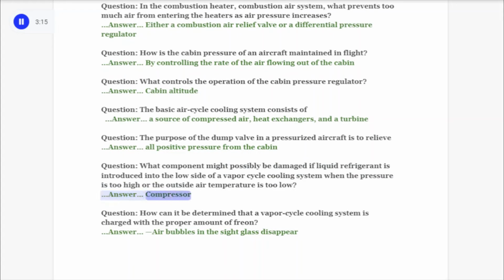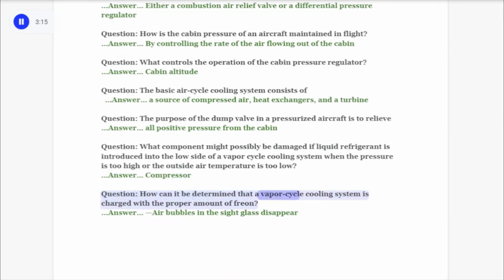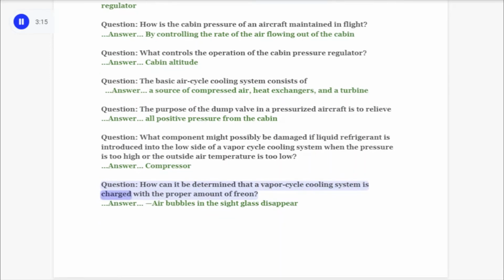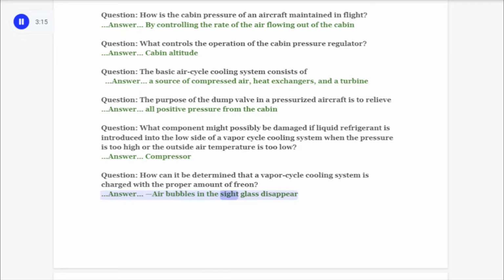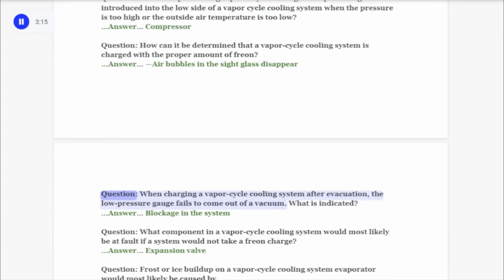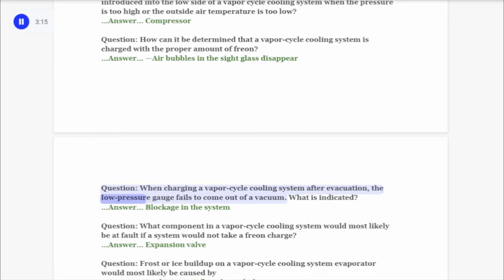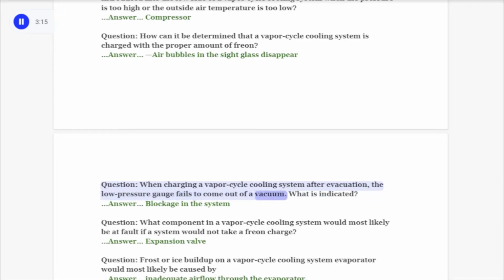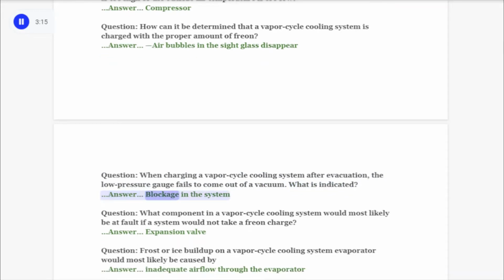Answer: Compressor. Question: How can it be determined that a vapor cycle cooling system is charged with the proper amount of Freon? Answer: Air bubbles in the sight glass disappear. Question: When charging a vapor cycle cooling system after evacuation, the low pressure gauge fails to come out of a vacuum. What is indicated? Answer: Blockage in the system.